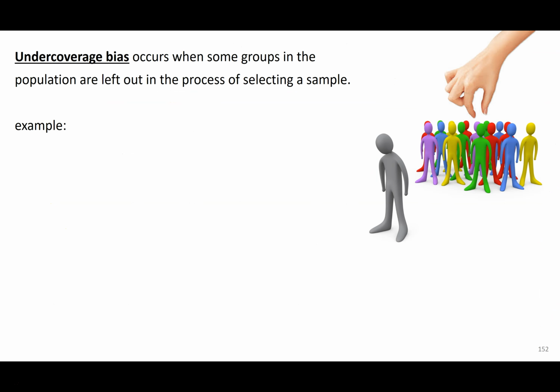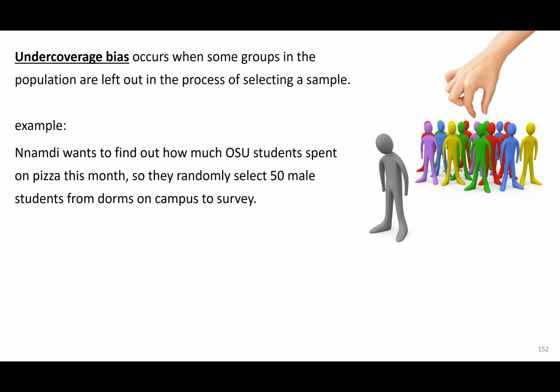So we're going to start with undercoverage bias. That happens when some groups are underrepresented. Sometimes they're not represented at all in your sample, even though they would be represented in the population. So my example, my buddy Namdi, they want to find out how much OSU students spend on pizza this month. I don't know, it might be a bit different being remote unless it's delivered.